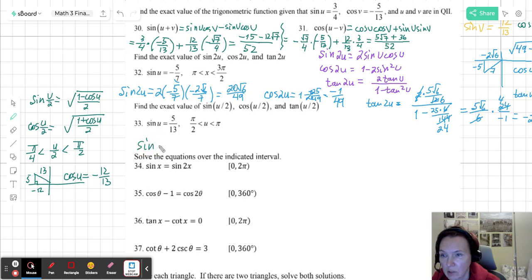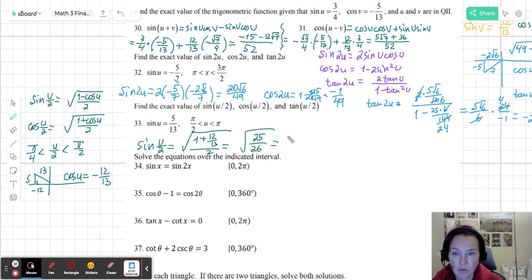So let's try to do that. Sine u over 2 is going to be equal to the square root of 1 minus -12/13, so that's going to be plus 12/13, all over 2. Simplify this a little bit. 1 is 13/13 plus 12, so that's 25/13 over 2. That's over 26, which we can simplify to 5 over square root of 26. And once we rationalize the denominator, 5 root 26 over 26.